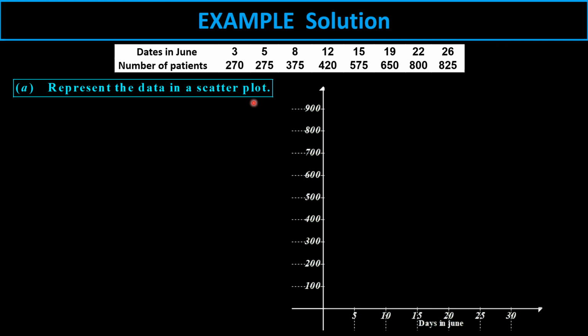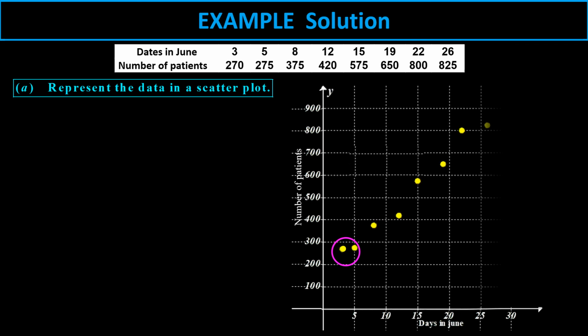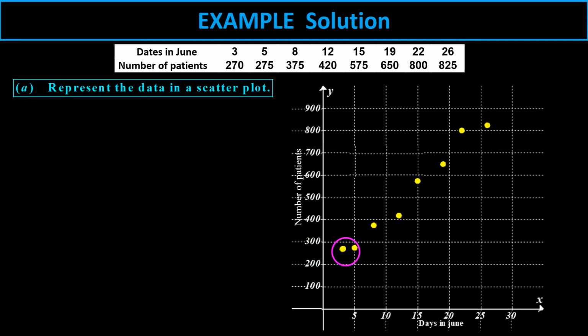And then we look at the number of patients, and we see that we've got 825. So let's go up to 900, right? And then we just label it days in June and the number of patients. We need a grid. So we want to plot 3 and 270. So there's 3 and 270. Then we want to plot all the points, and there's all the points plotted. So you should know how to plot the points there, right? So there we have our data set represented in a scatter plot.